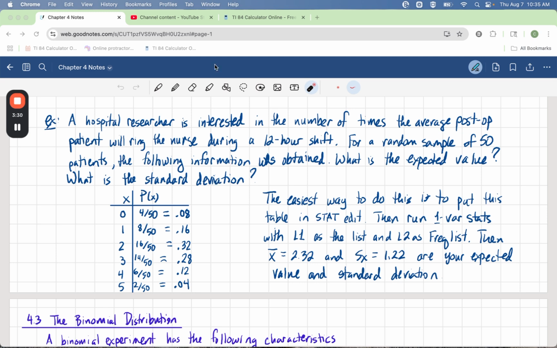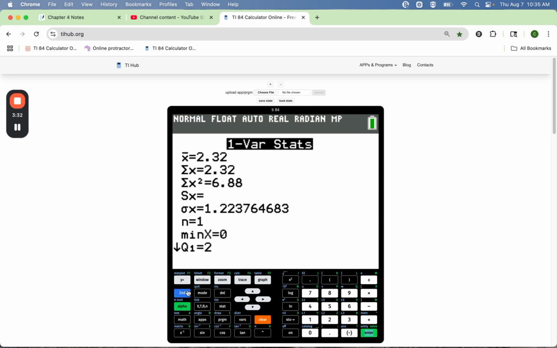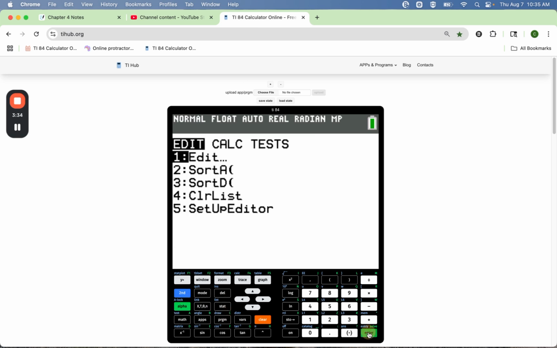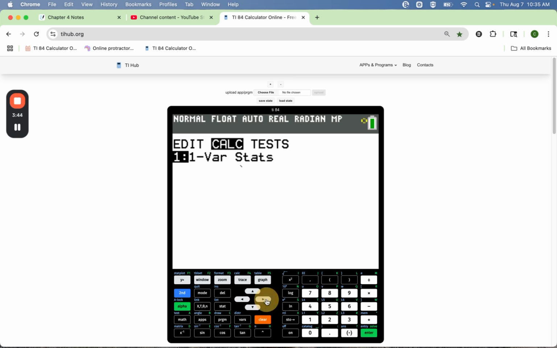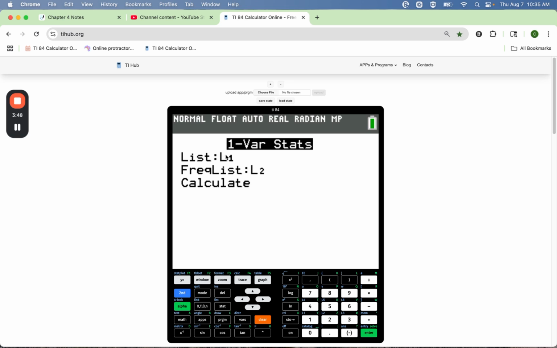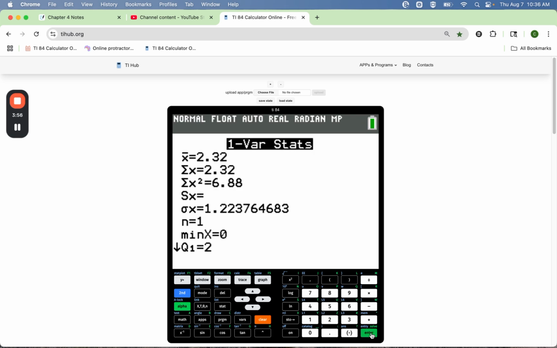Okay, so here we go. This is what I entered in my calculator. First of all, let me show you my list. So I go to stat edit and I enter all this stuff in my list for L1 and L2. Then I go over to stat and to calc, and I'm going to do a 1-Var Stats on it. Make sure you have L1 as your list and L2 as your frequency list. And then we go down here and hit calculate, and there we have it.